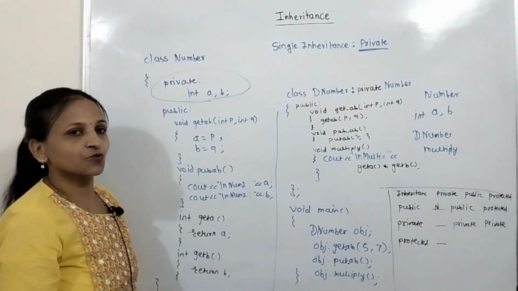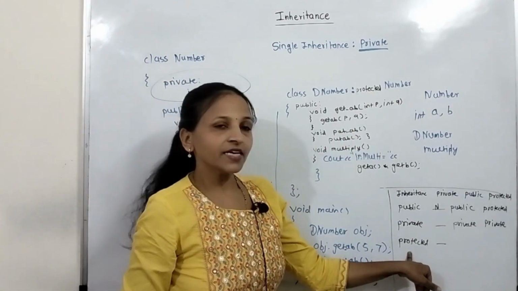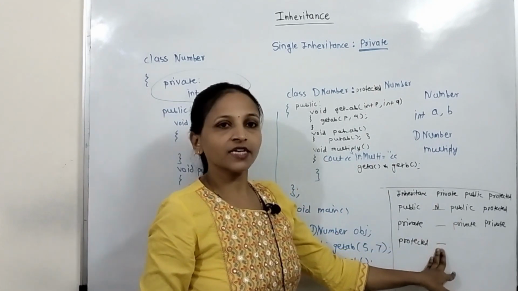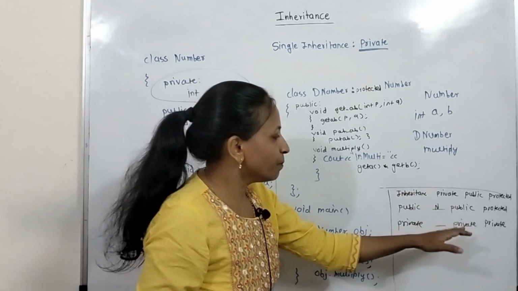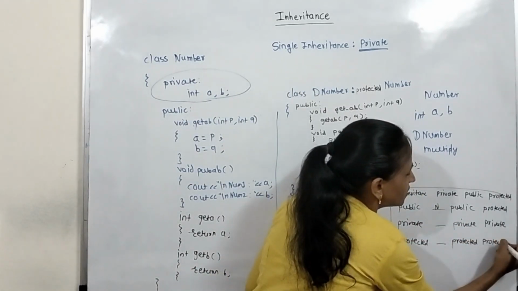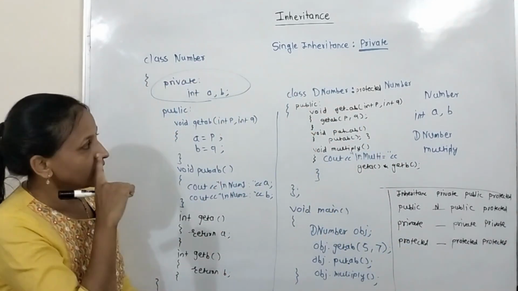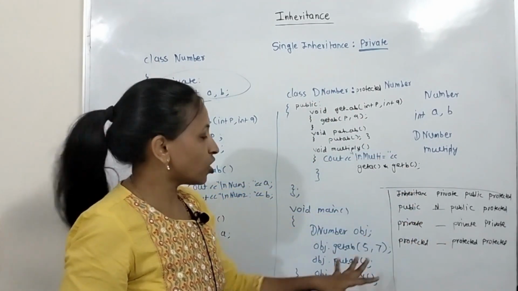How can we achieve protected inheritance? Now if this visibility mode is protected, then private is not inheritable, and protected and public will become protected. That's it. Only keep in mind this part. Now what is the meaning of protected? Protected members are accessible inside that class as well as in the derived class, but not outside that class.